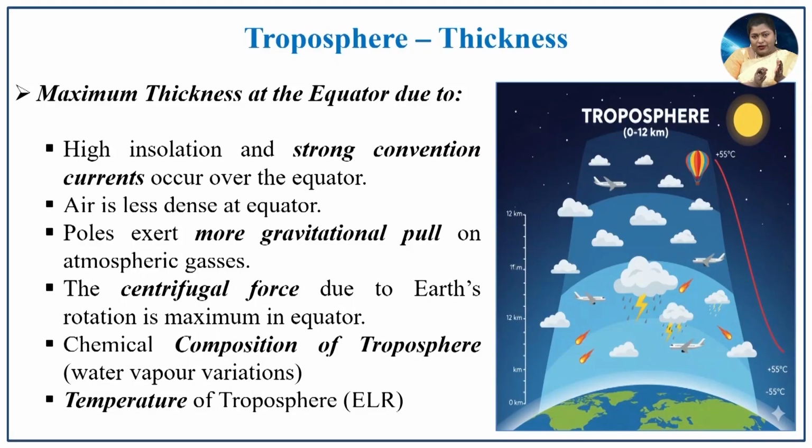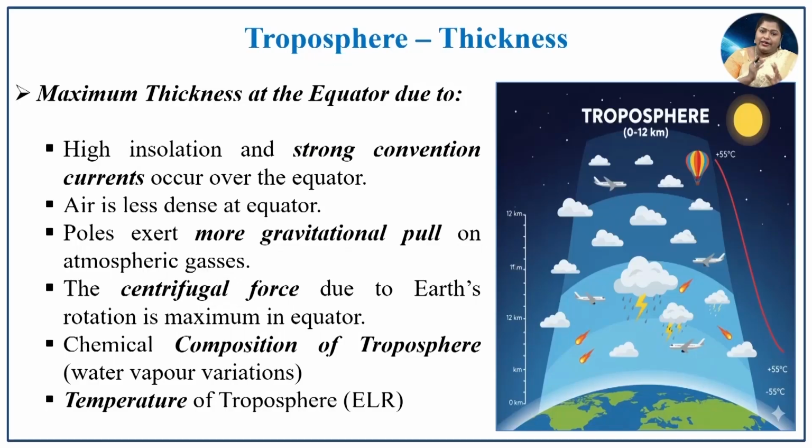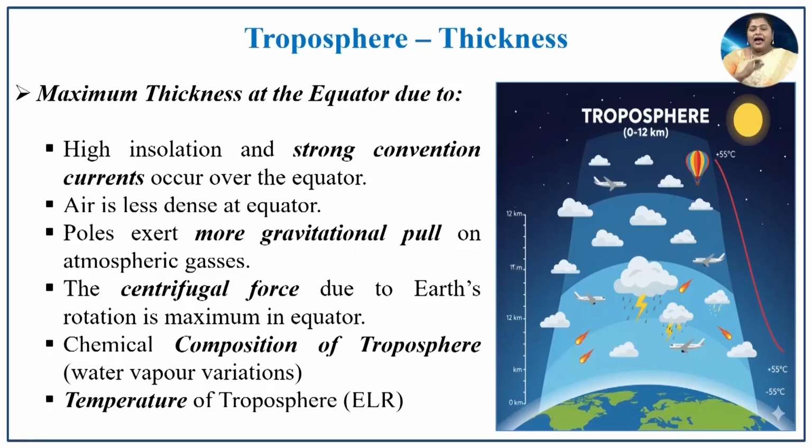The maximum thickness at the equator is mainly due to, so we have discussed that the thickness of the troposphere is greatest at the equator. Why this thickness at the equator? It is because of the following reasons: high insolation and strong convection currents. In the equatorial region, we know that there are direct sun rays. Because of that high insolation in the equatorial region, and because of the heat, what happens? Strong convection currents occur in this equatorial region.